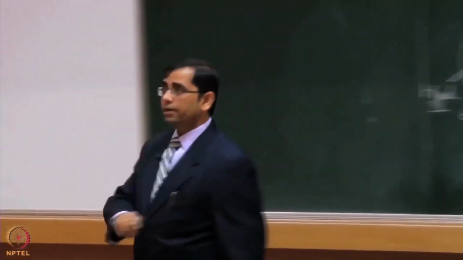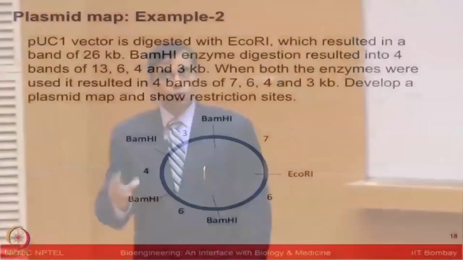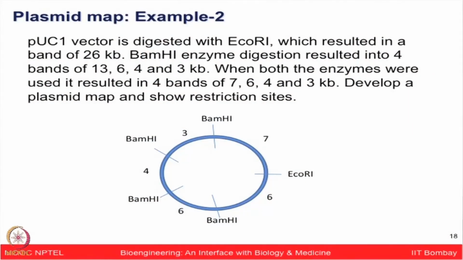Alright, so this is a much more straightforward example where we have used 2 enzymes, HindIII and NcoI, which created different fragments of 6, 2 and 12. After adding NcoI you got 8 and 4. Now, let us take another example where we have another vector, which is pUC1 vector, and now you are using enzyme EcoRI, which resulted in a band of 26 kilo base pair. If you have used BamHI enzyme, it made 4 fragments: 13, 6, 4 and 3 kilo base pairs. Now, when both enzymes were used, you still see 4 bands: 7, 6, 4 and 3 kb.